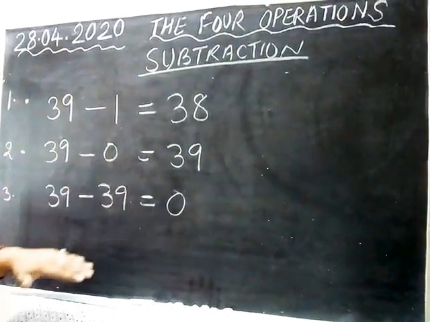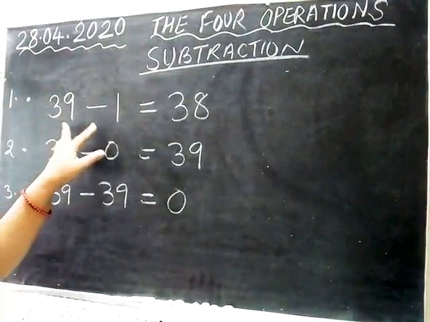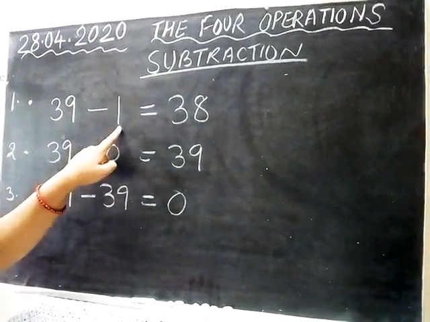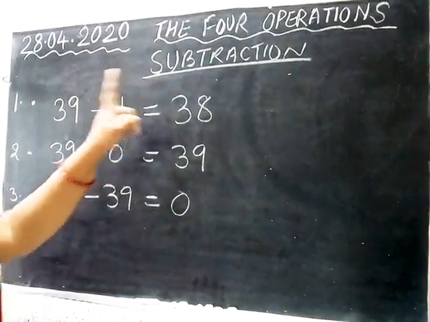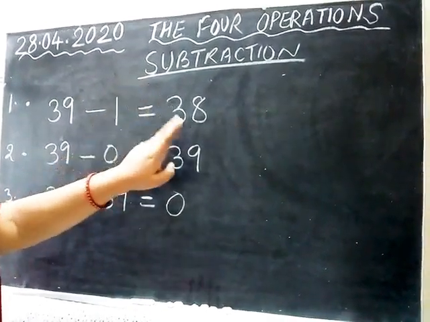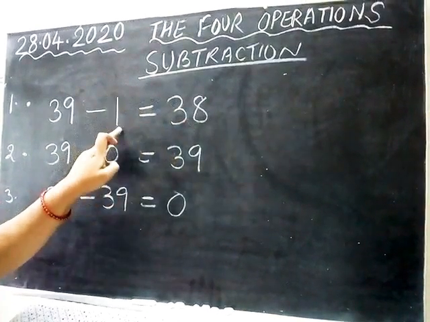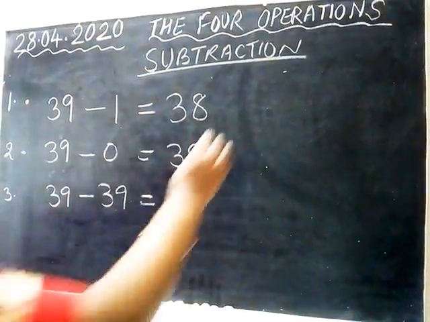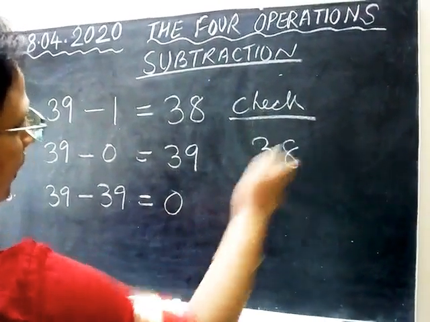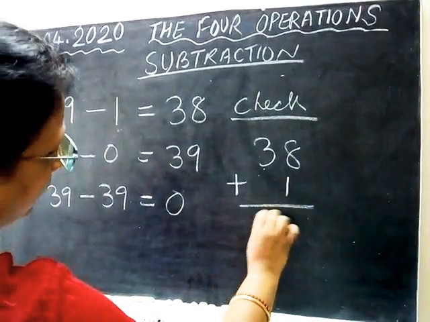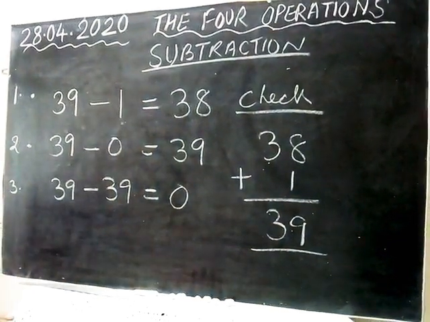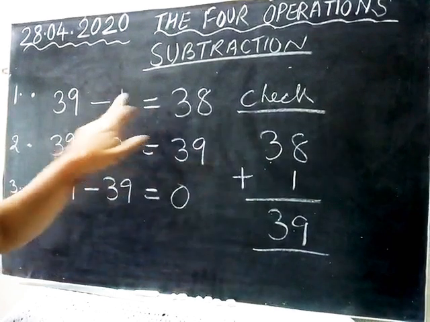Okay, again let me repeat, when two numbers are subtracted, the bigger number is called minuend, the smaller number which is being subtracted is called subtrahend, the answer which we get after subtraction is called difference. And when we add the difference and the subtrahend, we get the minuend. That is the way we can check our subtraction. How to check? First I will take my difference and add it to the subtrahend and I will get this. So this way you can check your answer. You will get the question, subtract and check your answer.